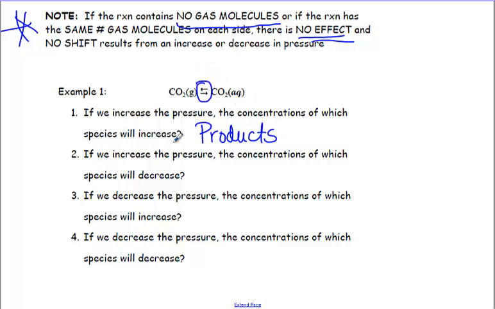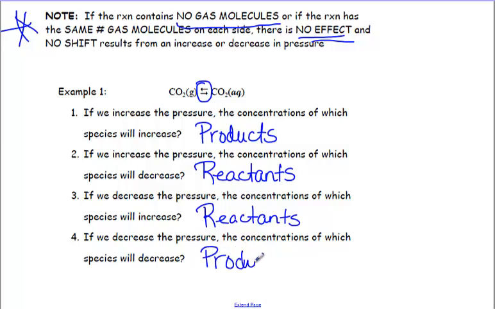become more concentrated. If we increase the pressure, the concentrations of which species will then decrease? Well, it will be the reactants. All right, the gas will then no longer be as concentrated. It will be now forced inside an aqueous solution. If we decrease the pressure, the concentrations of which species will increase? Now, if you decrease the pressure, then the reactants will now increase. And if we decrease the pressure, the concentrations of which species will then decrease? And in this case, it will be the products.